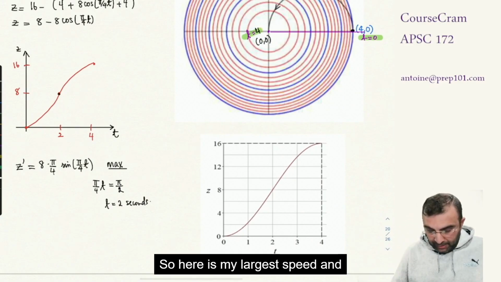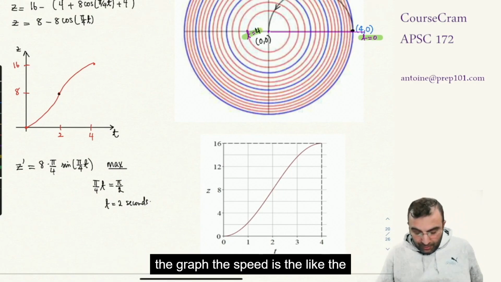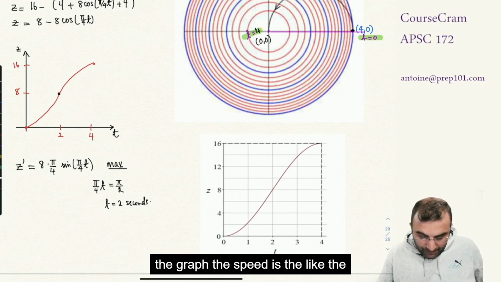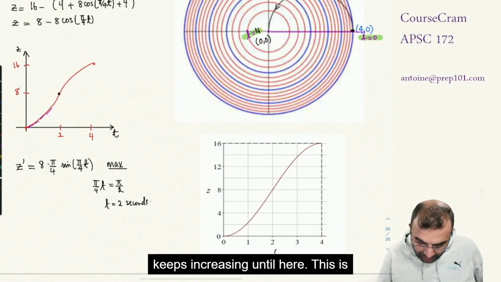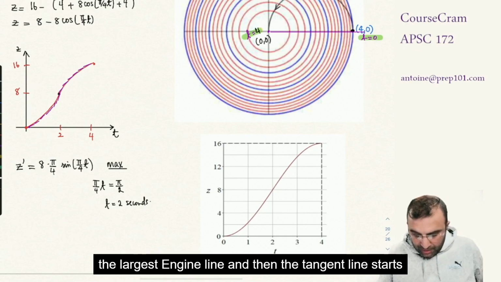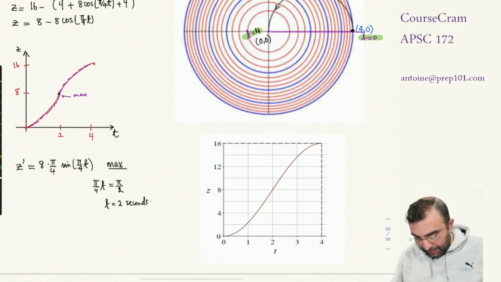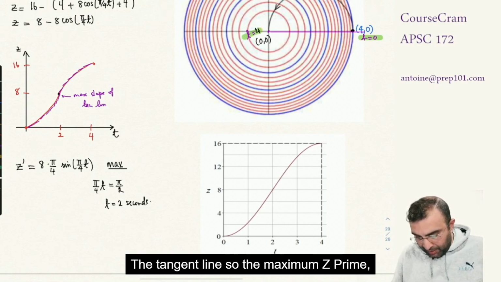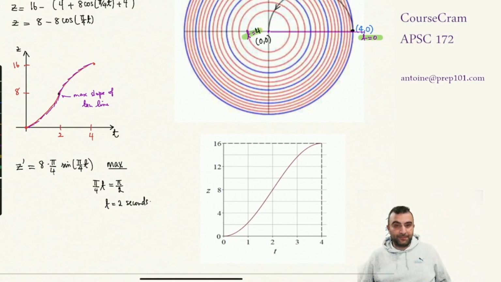So here is my largest speed, and it kind of makes sense also if you look at the graph. The speed is the derivative, so the tangent line keeps increasing until here. This is the largest tangent line, and then the tangent line starts decreasing after. So this is where we have the maximum slope of the tangent line, so the maximum z prime, which is the maximum vertical speed.